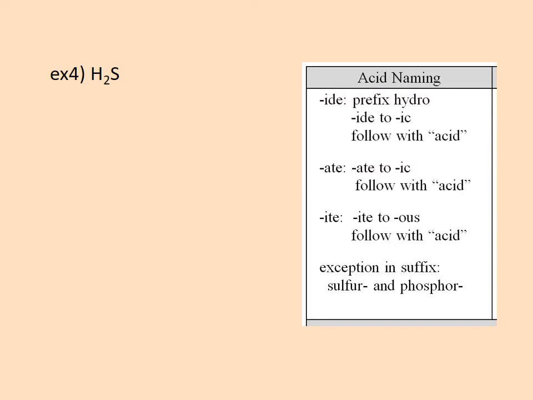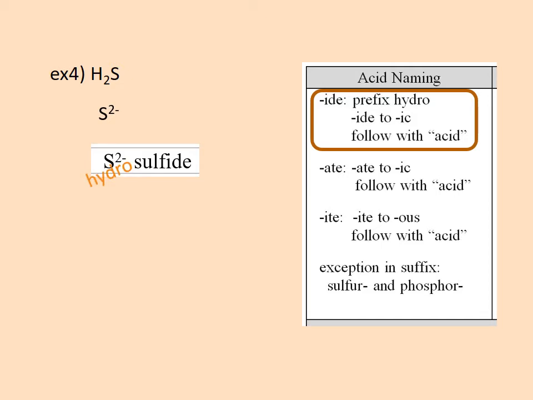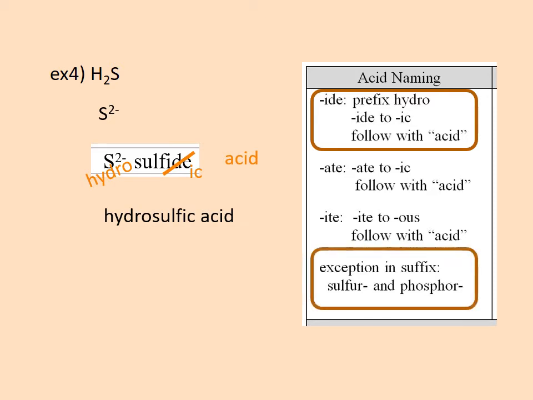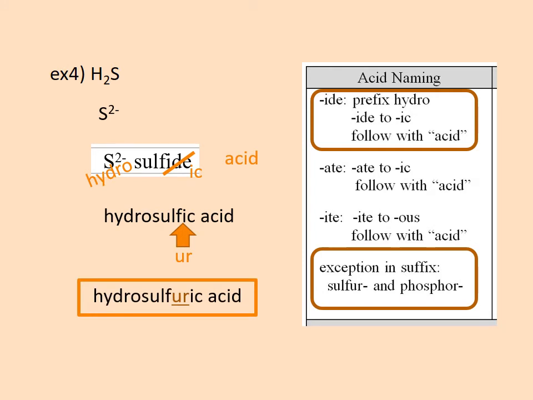Example 4, H2S. I have two hydrogens, so the S has a -2 charge. So I look up S2- on my negative list. I find sulfide, which ends in "ide". So I have to add the prefix hydro. I change "ide" to "ic", and I follow with acid. And that gives me hydrosulfic acid, but it's not boxed, and that's because it's not a final answer, because at the very bottom, remember, we have an exception in suffix when it comes to sulfur and phosphor acids. I need to add a "u" right here. And that gives me then hydrosulfuric acid.